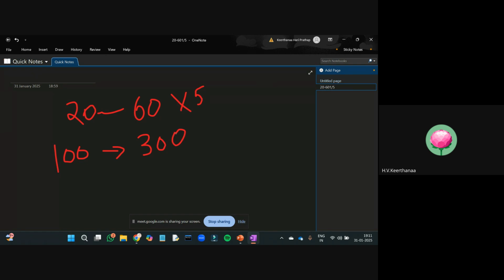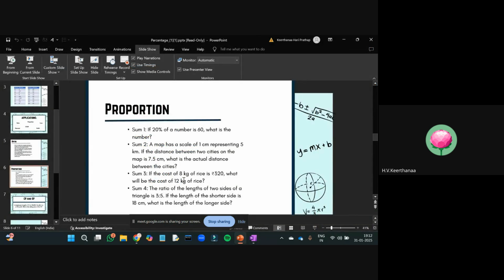If you actually use formulas here, you will do 20 by 100 into x is equal to 60, and then find x. Instead of doing that, always assume the complete number, even if it's not given. So you assume x to be 100% here, and then you just multiply by 5 to get the answer 300. I hope it's clear to every one of you. Let's move on to our next question.